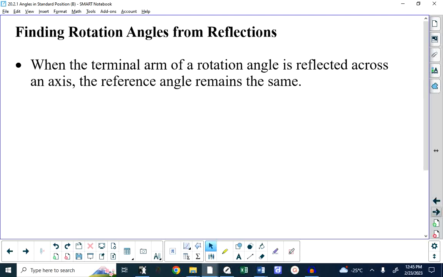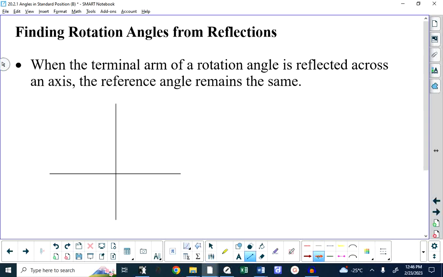So to begin with here, just a statement about reflecting terminal arms. It turns out that when you reflect a terminal arm across an axis, either the horizontal x-axis or the vertical y-axis, the reference angle remains the same. And we're going to learn about this through examples, so you don't need to write this down. But if I were to take a look at a terminal arm, and it doesn't matter which quadrant I put it in, which quadrant, 1, 2, 3, or 4, Christy? 2. So we're going to use a terminal arm in quadrant 2.